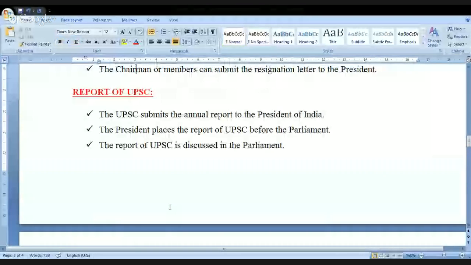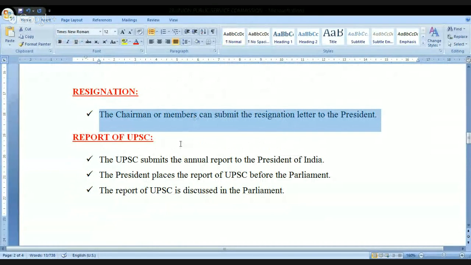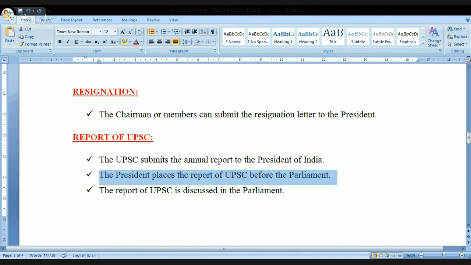So I open the document again: resignation. When it comes to resignation, at any time the chairman or other members can submit the resignation to the President of India. When it comes to the report, this report is called the annual report. See here, whatever points you are looking at on the screen, each and every point is important for the examination. Anything may be a question. As you have already seen, some practice bits are given on our site kalyansir.net. Kindly practice those questions. Look at this. UPSC submits the annual report to the President of India and he places the report before the Parliament, and the UPSC report is discussed in the Parliament.